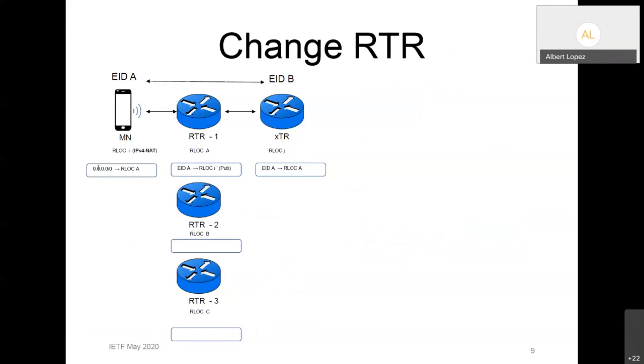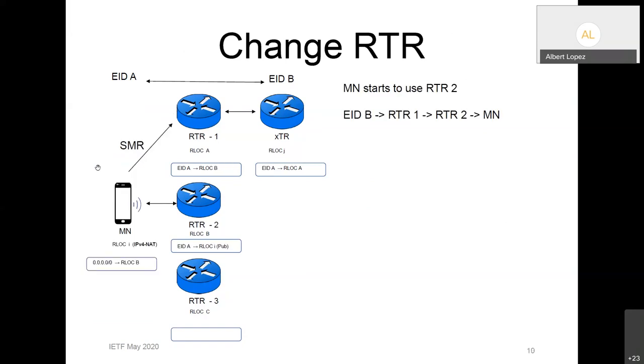Another scenario that has been somehow covered before is the procedure to change the associated RTR, in the case we assume that the mapping of the RTR is updated, but the same ITR is still using the RTR. So the EID-A should be unregistered from RTR1 by the encapsulated map register procedure or SMR. In this scenario, when starting to use RTR2, we notify RTR1 to update its mapping. So now, to reach EID-A, the packets are sent from xTR to RTR1, and it re-encapsulates them to RTR2, who serves the packet to the mobile node.